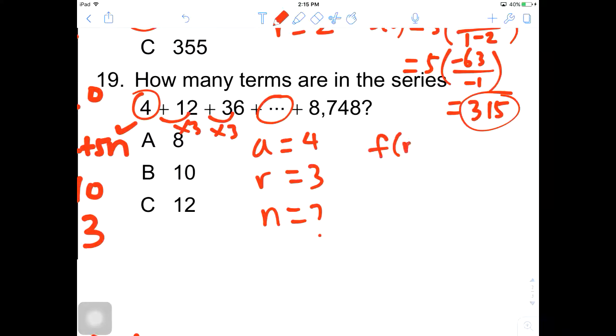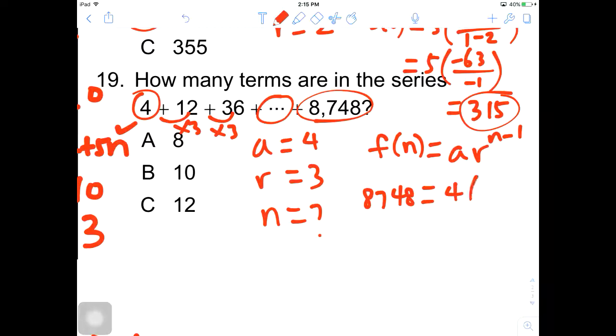So we're going to use the formula f of n equals a r to the n minus 1. And we're going to let f of n equal 8748 since we know what that is. Substituting a, which is 4, ratio is 3 to the n minus 1. First thing, we will divide by 4 to make that problem smaller. And that'll be 2187 equals 3 to the n minus 1.